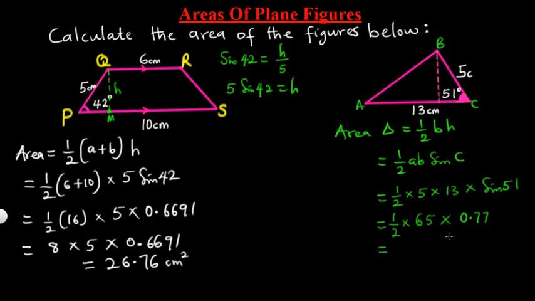Then we can multiply this all through by saying 0.77 multiplied by 65. That gives us 50.05 divided by 2. You divide your answer by 2, that gives you 25.02 centimeter squared. That's the area of this triangle. Isn't that interesting? Okay, so let's take another example.